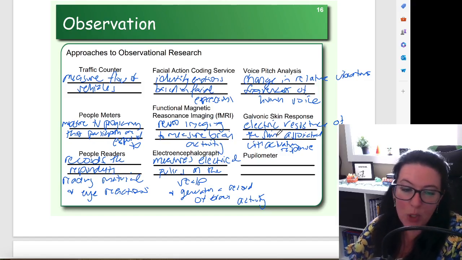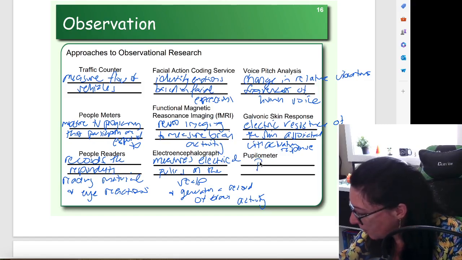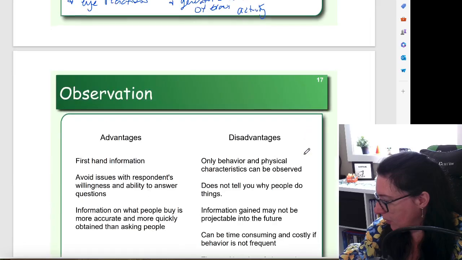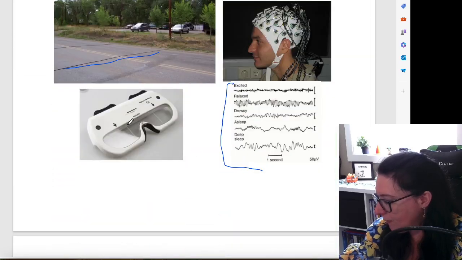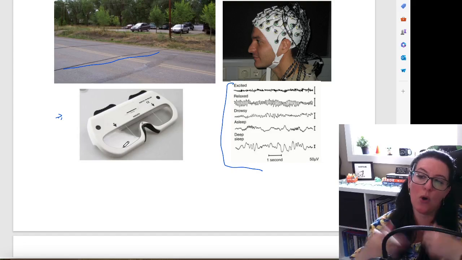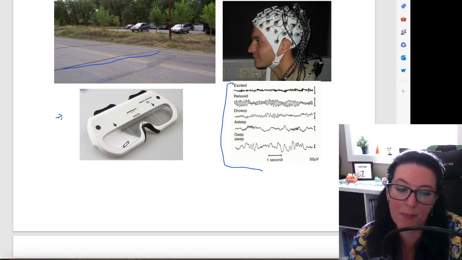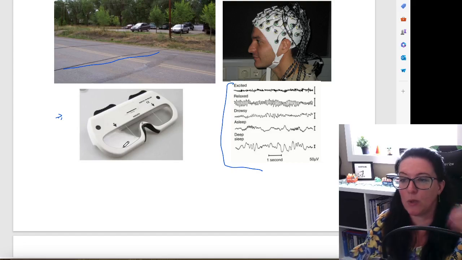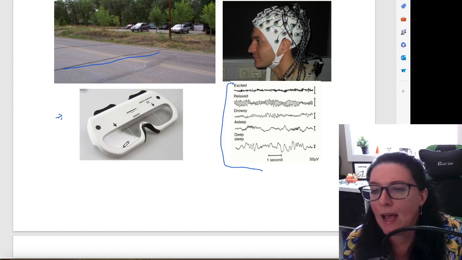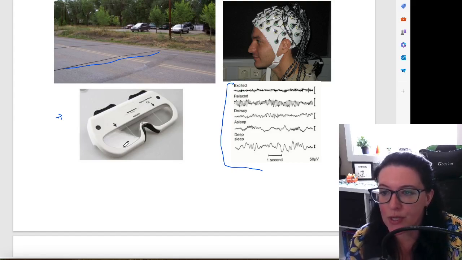All right, then we have a pupillometer. This measures pupil dilation. And so we can see an example of that here. Put it on, show something to the participant, and it will track the size of your pupils. Do they dilate? And so that again shows a response.